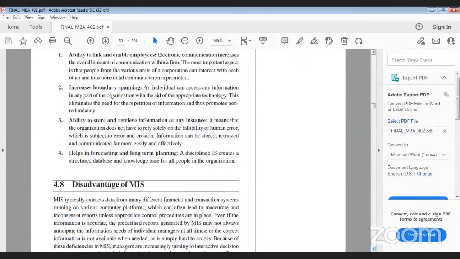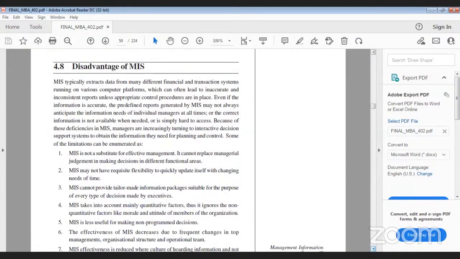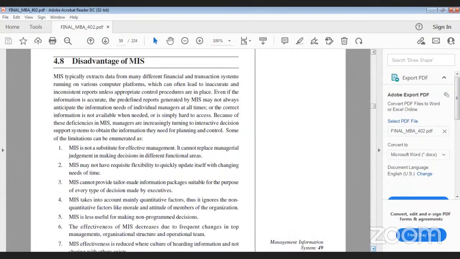Next is the disadvantages of MIS. MIS typically extracts data from many different financial and transaction systems run on various computer platforms, which can often lead to inaccurate and inconsistent reports unless appropriate control processes are in place. Even if the information is accurate, the reports generated by MIS may not always anticipate the information needs of managers at all times.